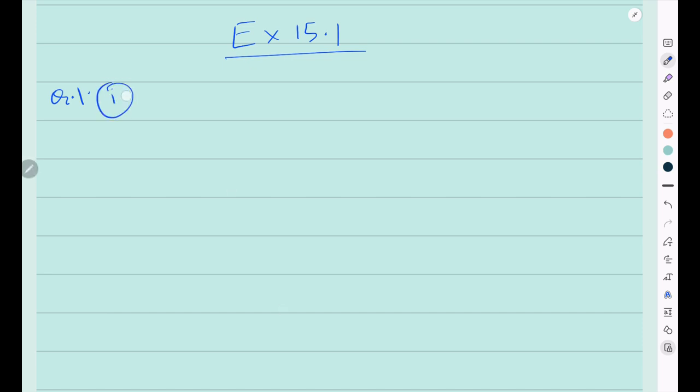So the first part says: probability of an event E plus probability of an event not E. In a way it's denoted by like this. If we add both of them, it will be equal to 1 actually. Either this event will occur or not occur.